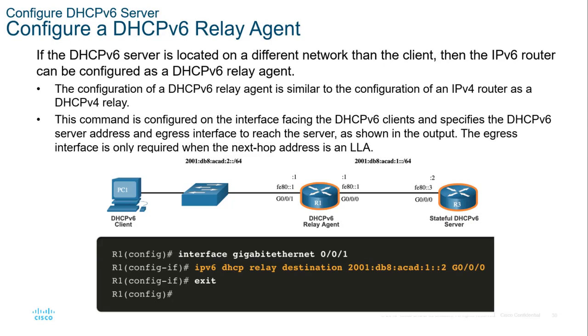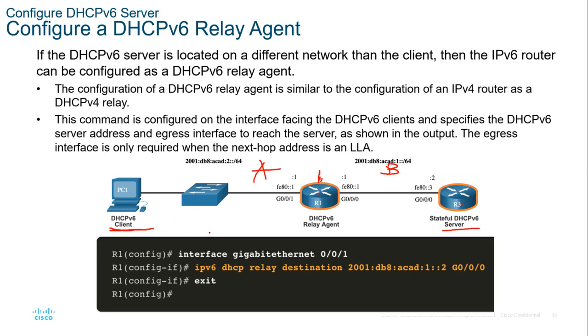Then we have the DHCP relay agent. The relay agent is the router that bridges the network, because we have network A here and network B. This is the client, and the client needs an IP address from the stateful DHCP server, which you can see is on router 3. So this router will allow the multicast message to cross this router and reach router 3 for address or DHCP information.